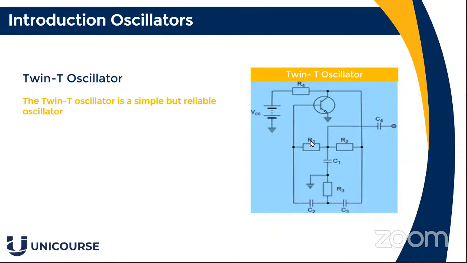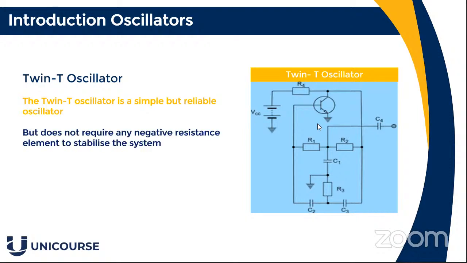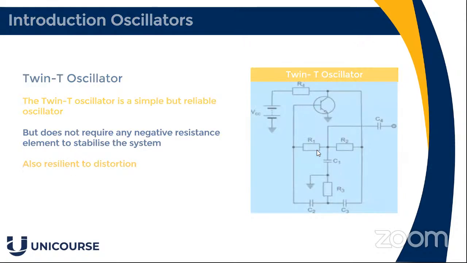Here's another version, which is the Twin T. Quite a simple circuit, very different in configuration to what we've seen before, and it's a very reliable oscillator. It doesn't require any negative resistance to stabilize the system, and it's resistant to distortion as well. So you get a clear sine wave output.